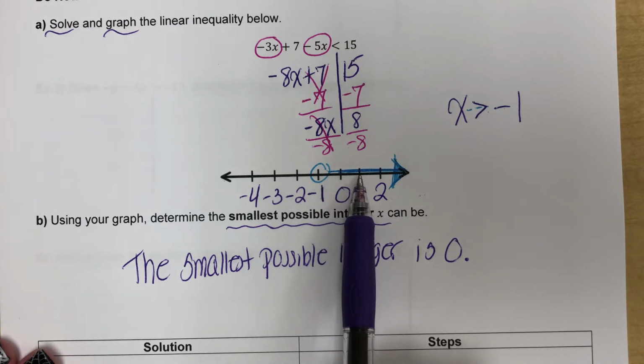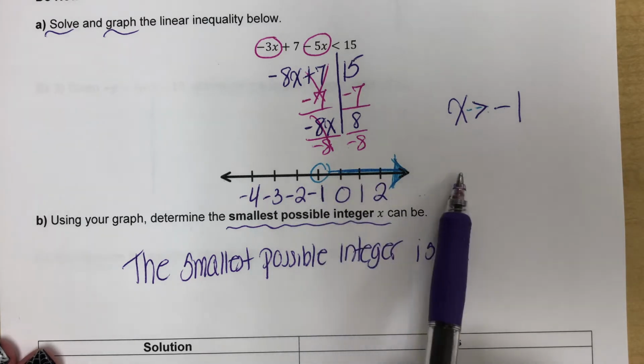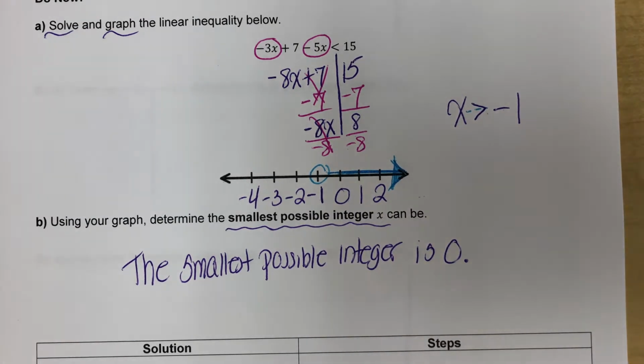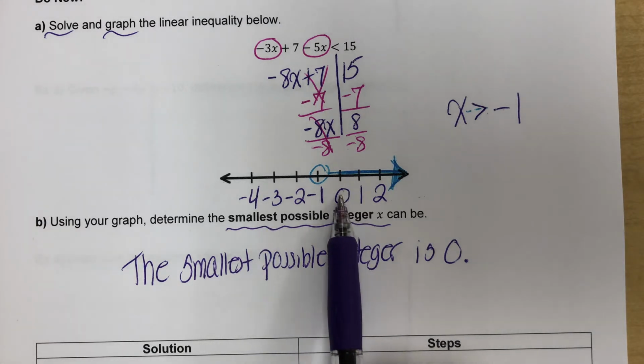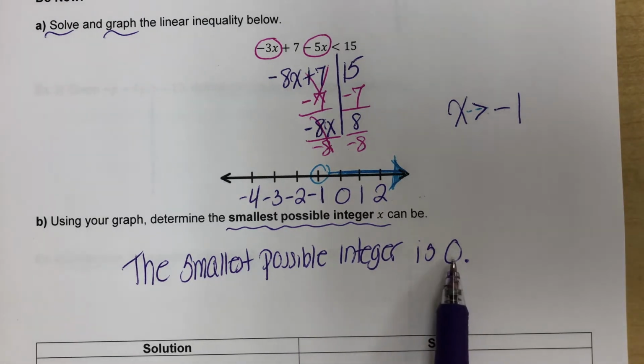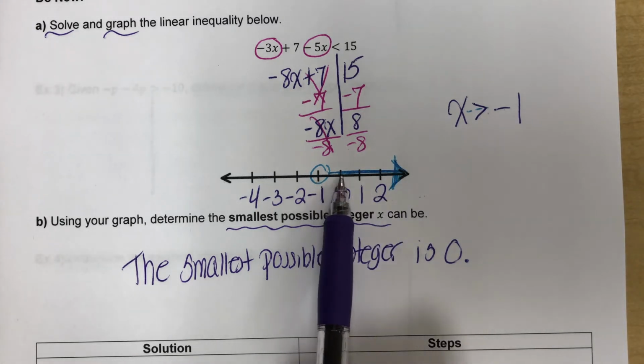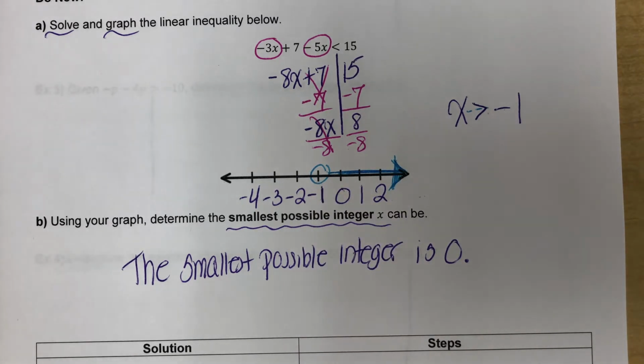I could be 1, that would work. 2 would work. 10 would work. 1,000,000 would work, right? All these numbers would work, but which one is the smallest? Well, 0 would be the smallest. It's smaller than 1, it's smaller than 2, it's smaller than 1,000,000. So that's why 0 would be the answer. So the trick here, you just follow the arrow to the next available number, and that's your answer.